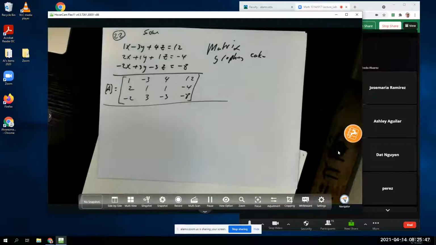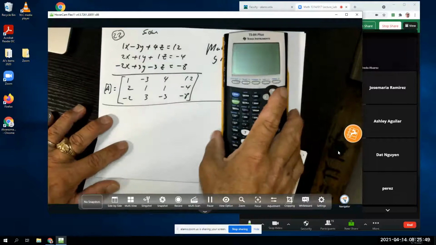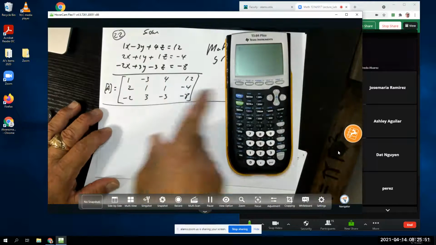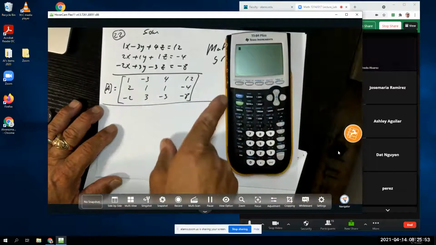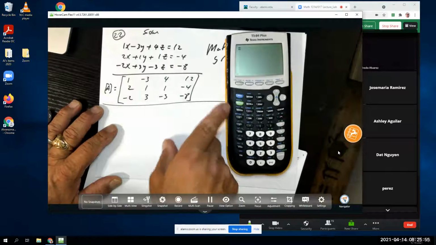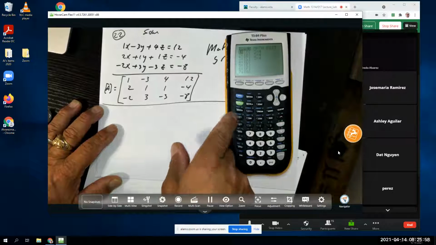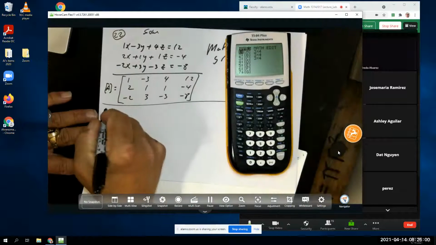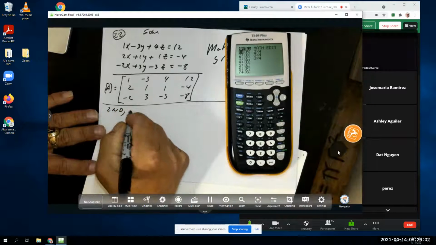All right, let me show you how to do it. Here's my calculator. Ready? To put this in here, you've got to go second, matrix. I'll write it out. You're going to put second matrix.